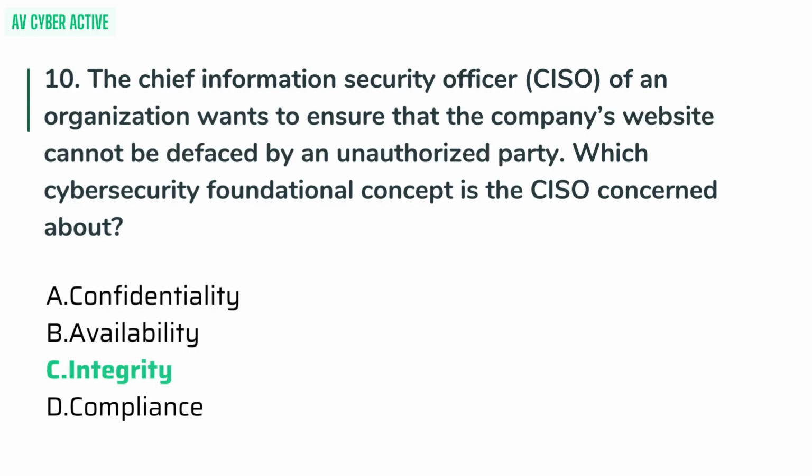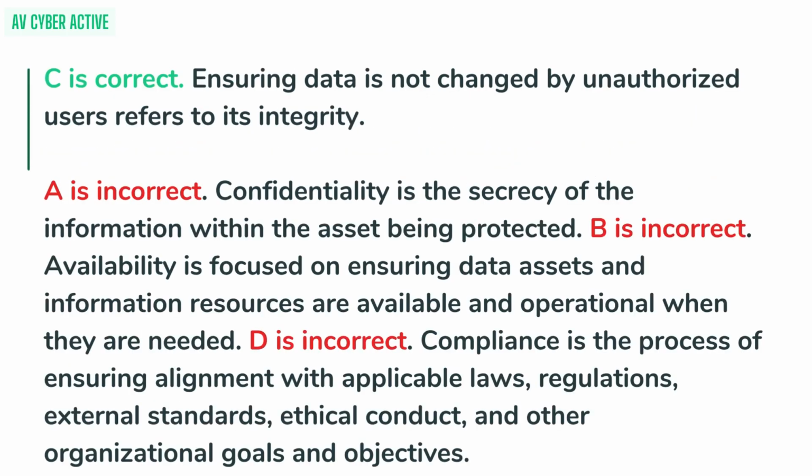Ensuring data is not changed by unauthorized users refers to its integrity. A is incorrect. Confidentiality is the secrecy of the information within the asset being protected. B is incorrect. Availability is focused on ensuring data assets and information resources are available and operational when they are needed. D is incorrect. Compliance is the process of ensuring alignment with applicable laws, regulations, external standards, ethical conduct, and other organizational goals and objectives.